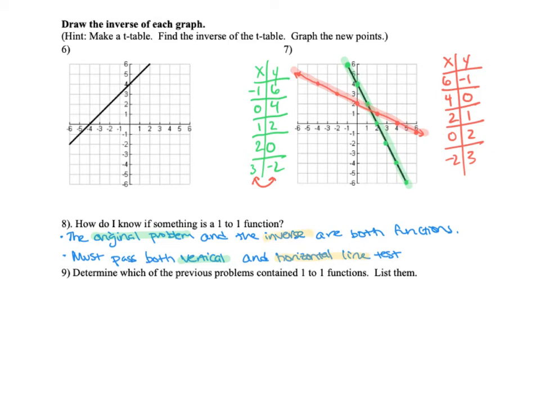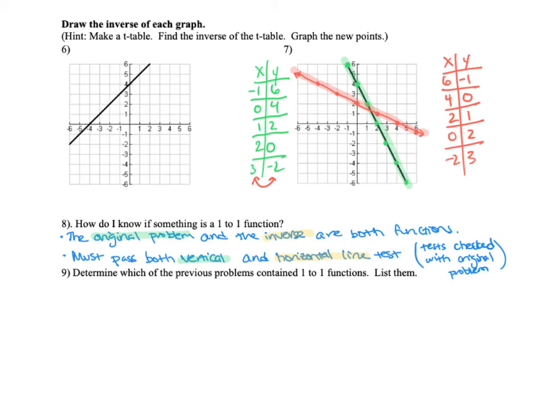However, I will say that the vertical and horizontal line tests are checked with the original problem. So you don't have to actually graph the inverse and then do the vertical and horizontal line test. You can do that with the original. So for us, that's always the green.